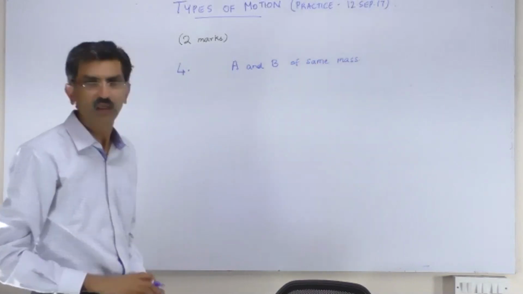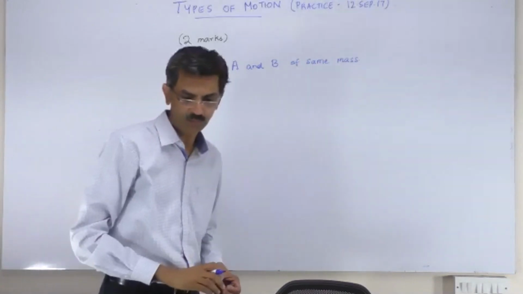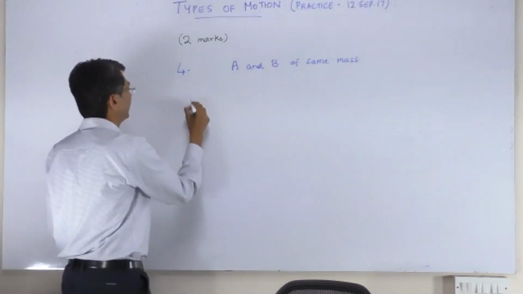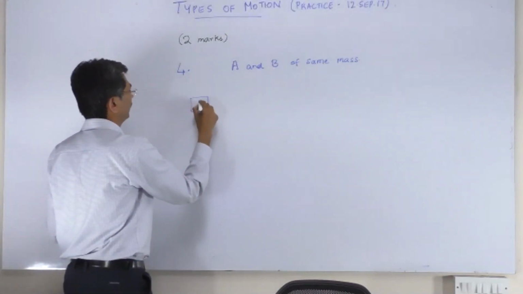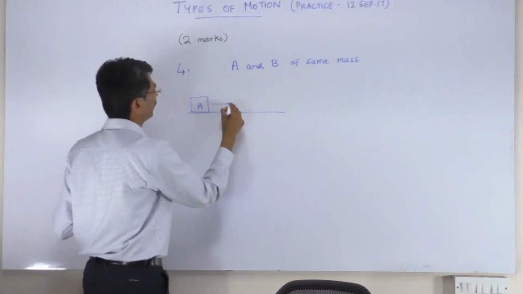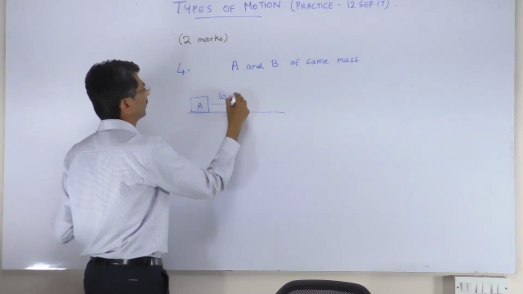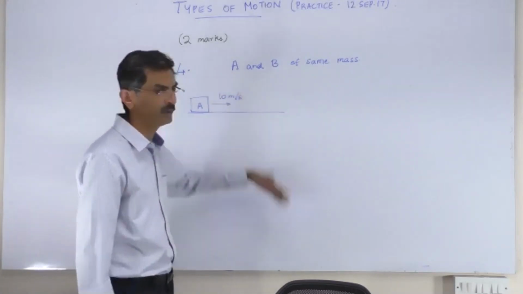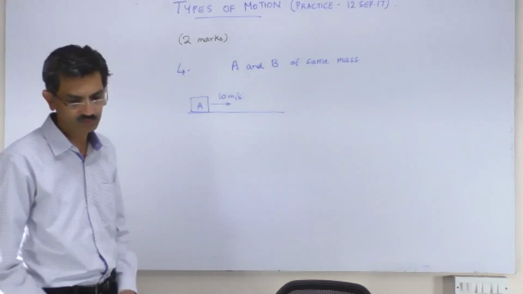What is A doing? A is moving in a straight line at a constant speed of 10 meters per second. So we can say A is moving in a straight line at a constant speed of 10 meters per second.